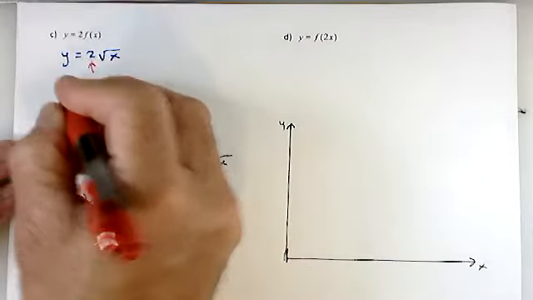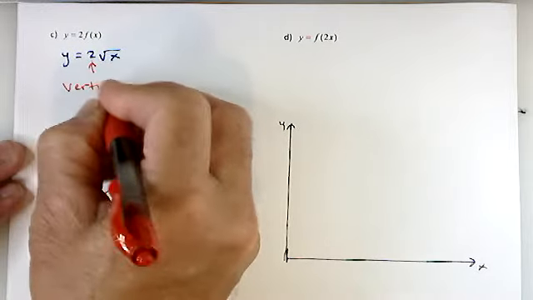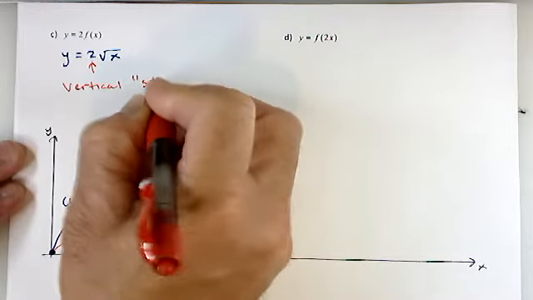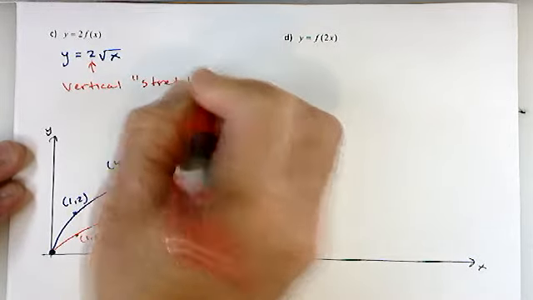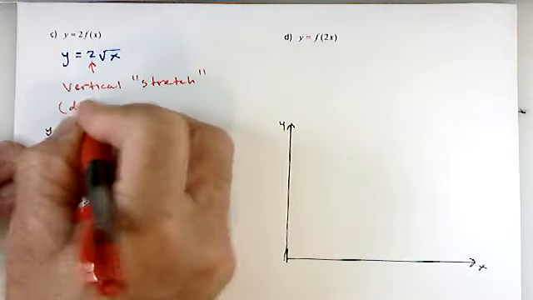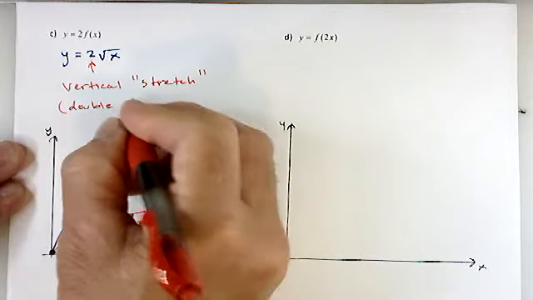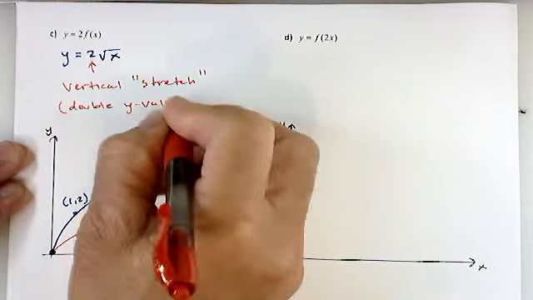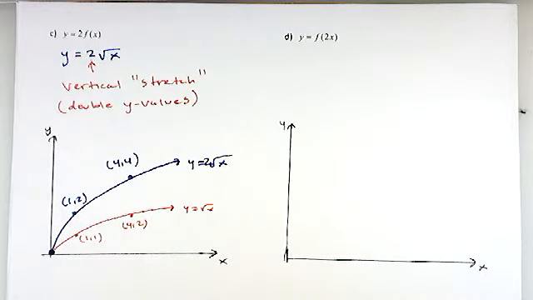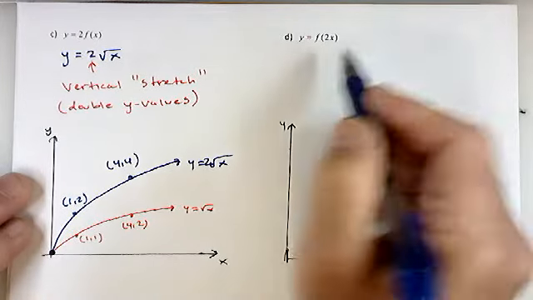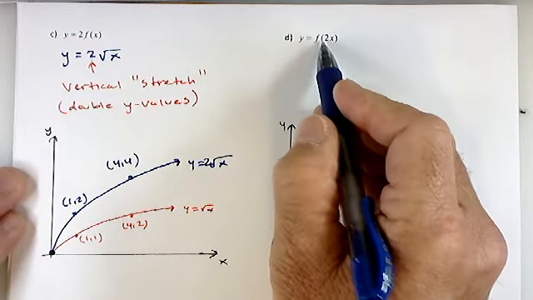Okay. Vertical stretch. And I'll put in parentheses, in other words, this is doubling, double your y values. Okay, good enough. Okay, what about, here's another situation.